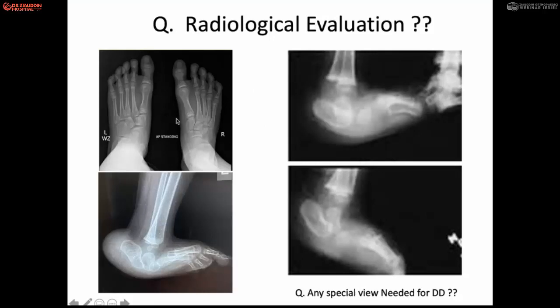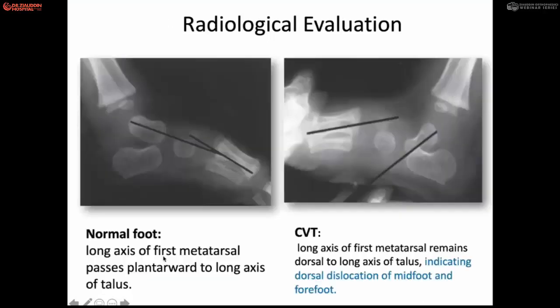There is a normal foot here, and this is the abnormal foot. Here is the vertical talus, which is very easily seen, vertically located, and the calcaneum is externally rotated and shortened, and the navicular is dorsally dislocated along with flattening of the talus. We can draw certain lines. In a normal foot, the long axis of the first metatarsal passes plantarward to the long axis of the talus, so here the axis of the first metatarsal is lower than the talus axis.